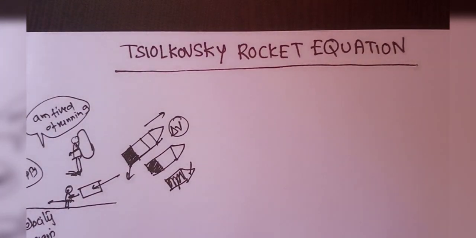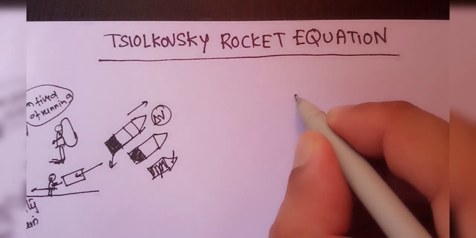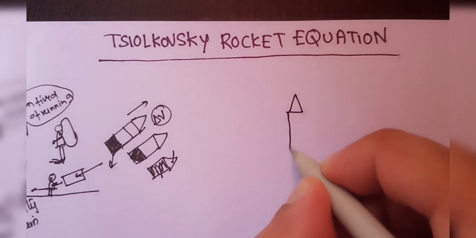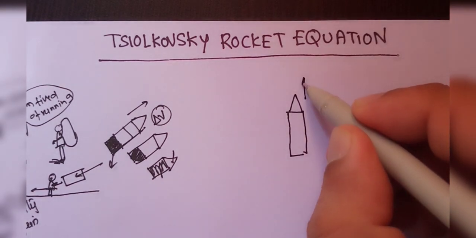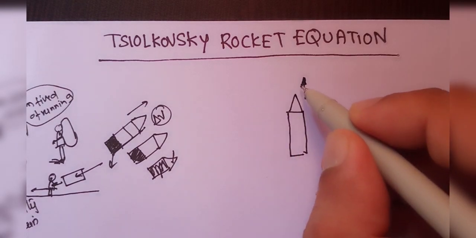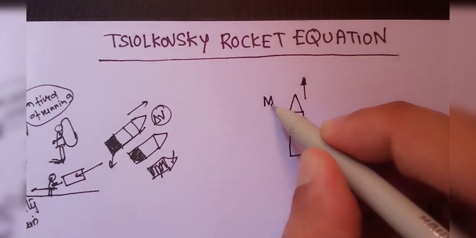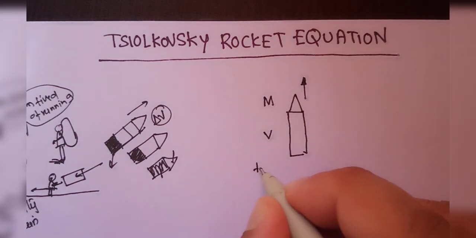Now we draw a rocket structure. Let's say we have a rocket like this, having a mass m, and it's moving in this direction. Let's say this is the direction of movement, the forward direction. We have mass here, and we have velocity v here, at a time of t.